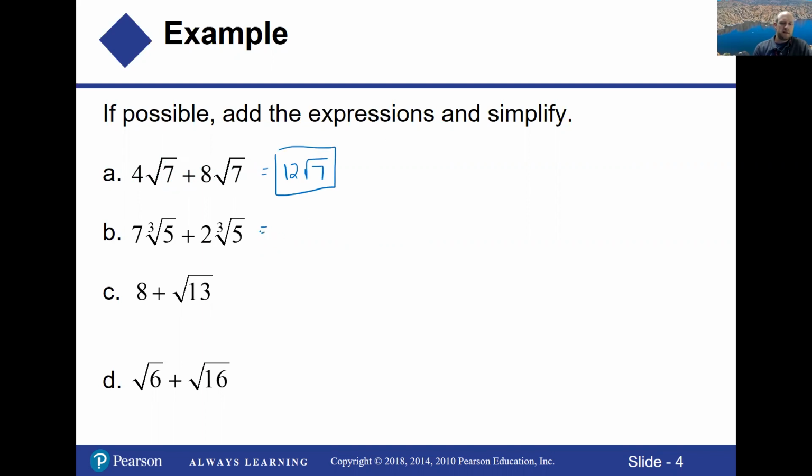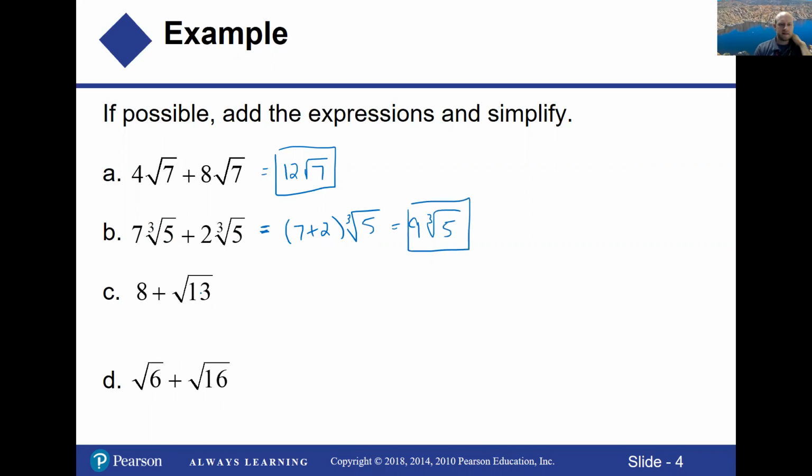And then again, if you want to do more steps, like in the next one, we see these are like radicals. They both have the 3 in the index, and then they both have a 5. So those are definitely like radicals. So if you want to do that extra step of doing the 7 plus 2, and then cube root of 5, you can do that, but it's still just 9 cube root of 5.